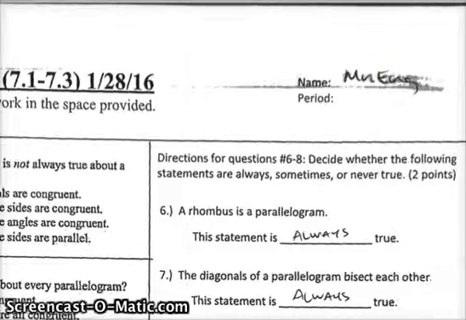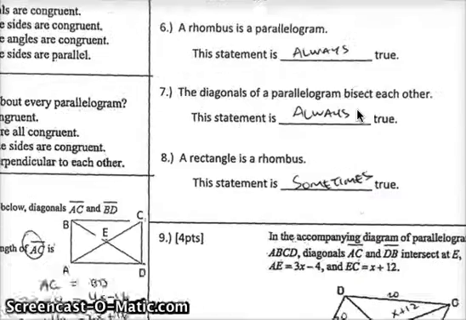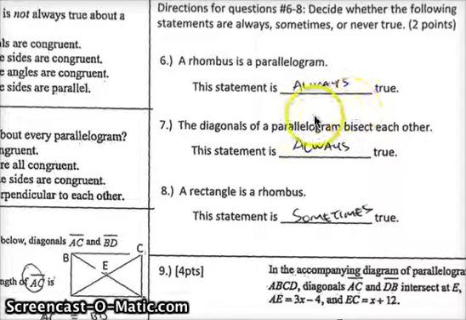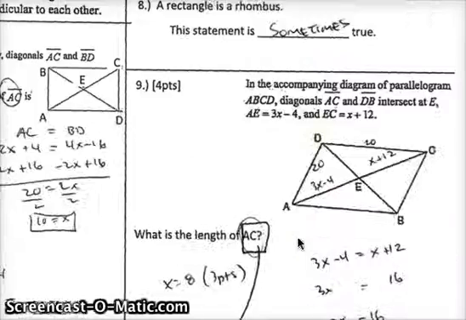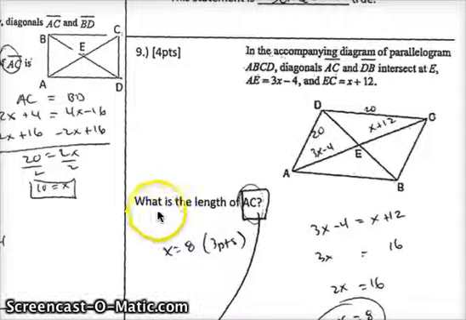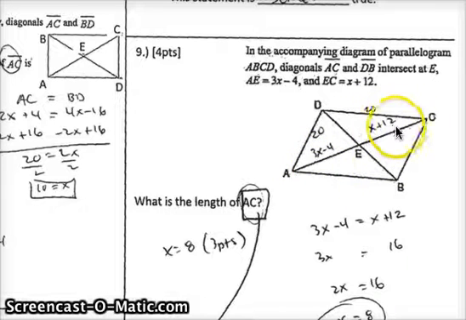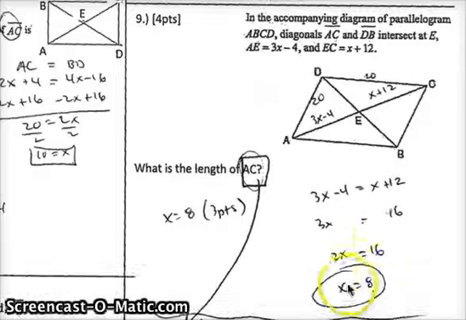Questions 6 to 8 are just talking about the properties and using your map. Always, always, and sometimes are your answer. Question number 9, most missed question. You need to find what is the length of AC. So very similar to the other problem. If you know that this is 3x minus 4 and this one's x plus 12, you set them equal to each other because in a parallelogram, diagonals bisect. When you do that, you get x equals 8.